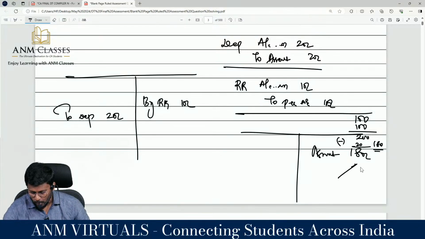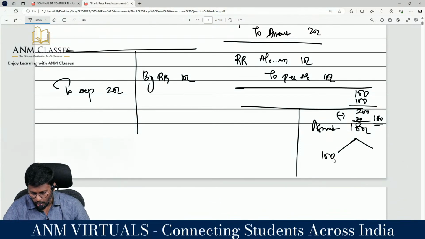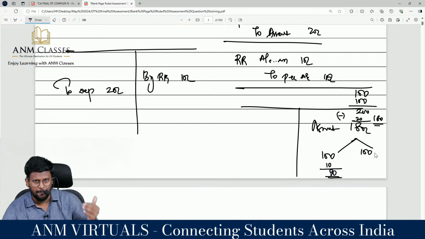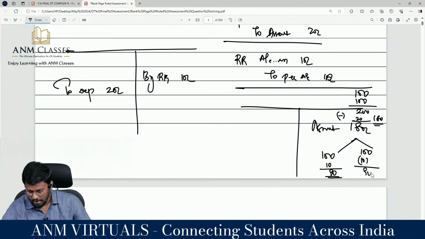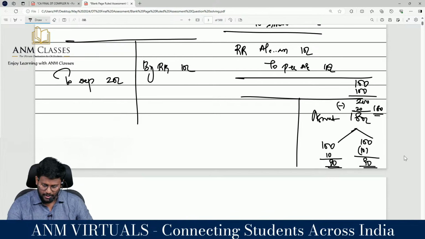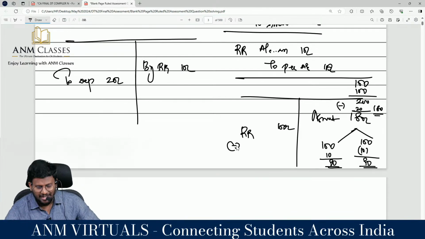What is the split of 180 lakhs? Old 100 lakh, actual depreciation 10 lakh, remaining 90 lakh. New appreciation from revaluation 100 lakh, less depreciation 10 lakh on account of that, the remaining 90 lakh. 90 plus 90, 180 lakh. Here a revaluation reserve of 100 lakh was created, less reserve withdrawn 10 lakh, so the remaining is 90 lakh.